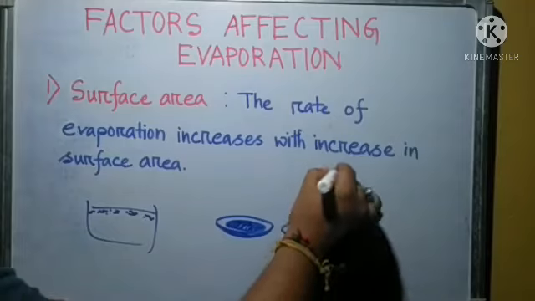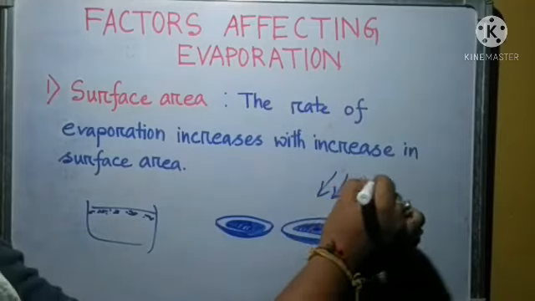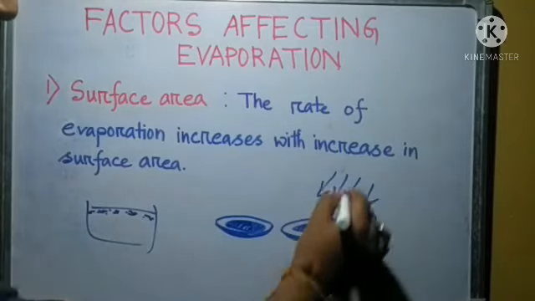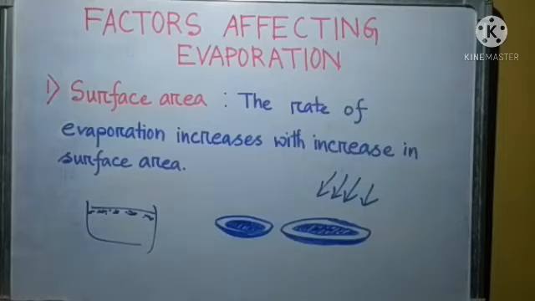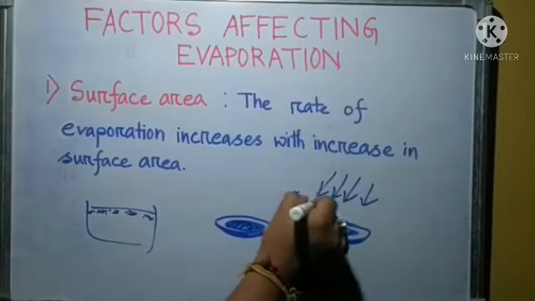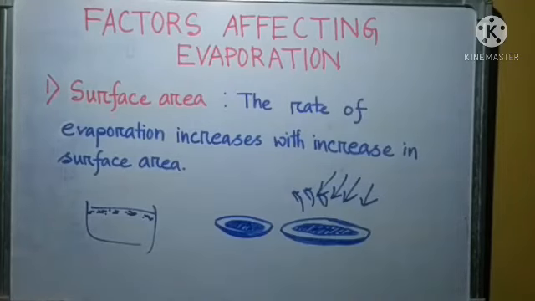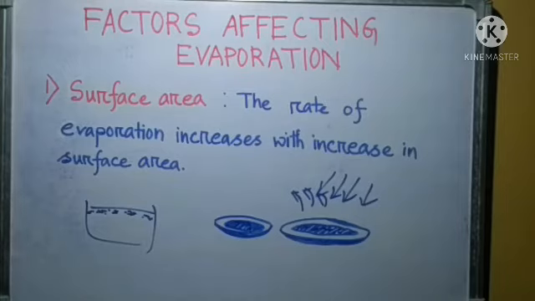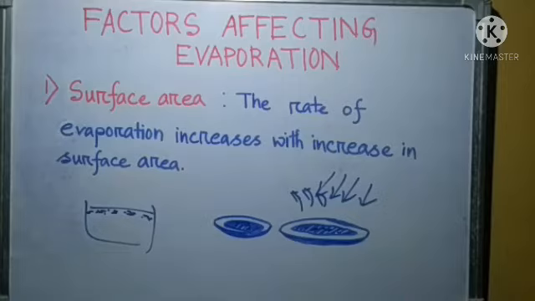Suppose we keep them in sunlight. More particles will get energy from the sunlight, so they can easily evaporate. Therefore, you will see that, generally, when we drink tea in our house and the tea is hot, in the older days, and still in villages, some people pour the tea onto plates so that it cools easily.